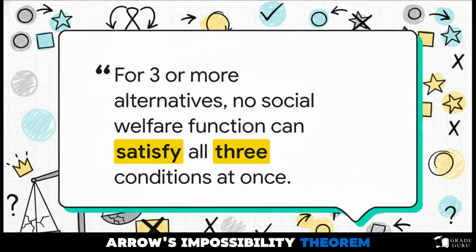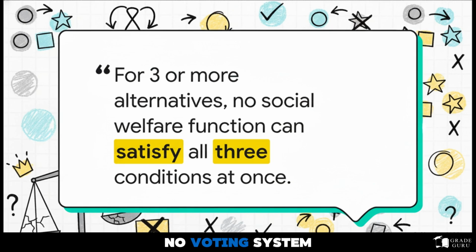Arrow's impossibility theorem proves, mathematically, that when you have 3 or more alternatives, no voting system can possibly satisfy all 3 of those perfectly reasonable conditions at the same time. It's impossible. Every single system has a flaw. There is no perfect voting method.